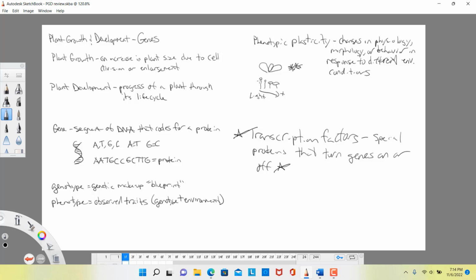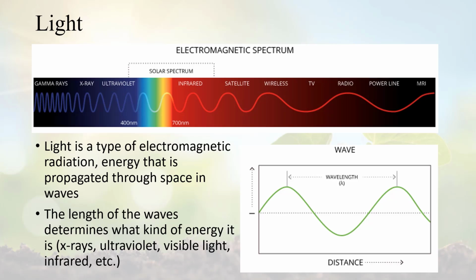Okay, now on to the lecture. So I want to start by looking at what light is. Light is a type of electromagnetic radiation, which is essentially energy that is propagated through space in waves. And it's the length of the waves, or the distance from crest to crest of each wave, which we refer to as wavelength, that is going to determine the type of energy.